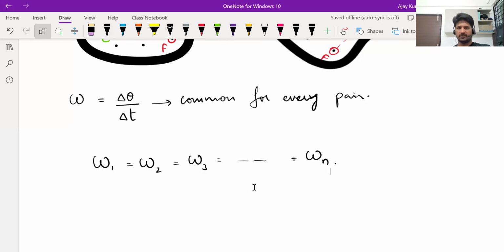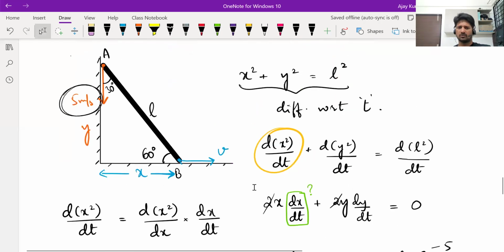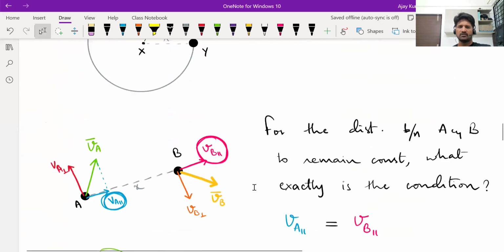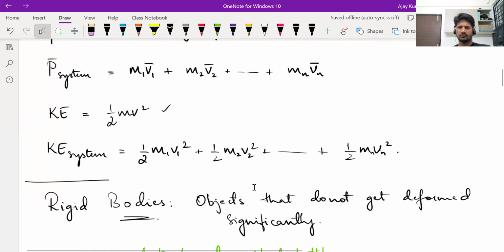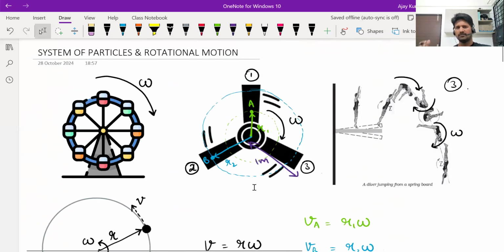Linear velocities can be different, because v is equal to r omega. So depending on the distance from the axis of rotation or the center of rotation, they can have different speeds, but the rate of rotation should be the same. Otherwise, the object will get twisted and it can't be considered a rigid body. Okay, so we'll stop it here for now.